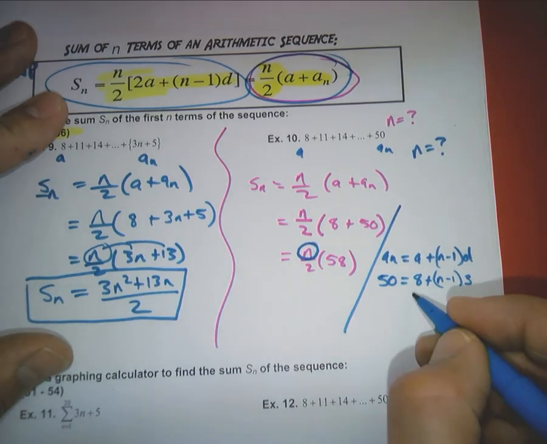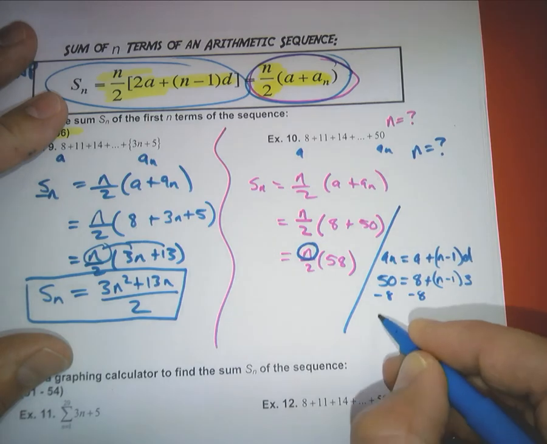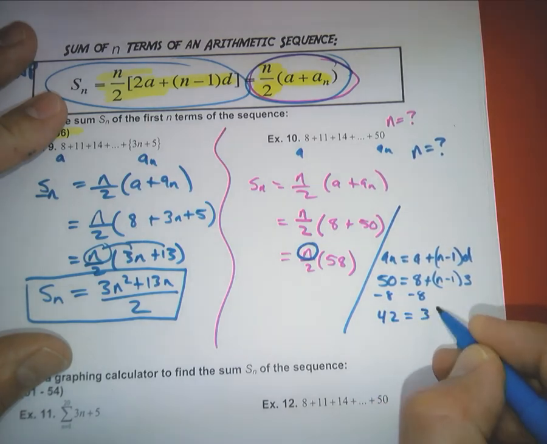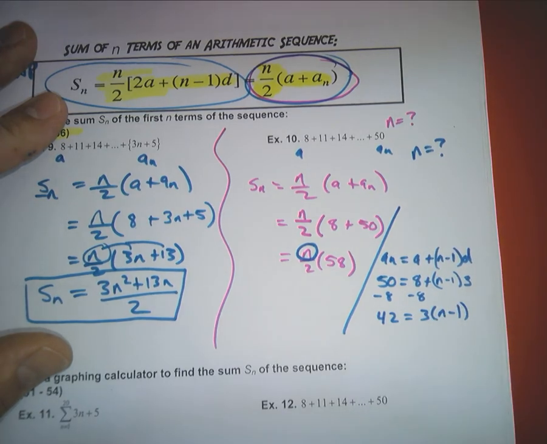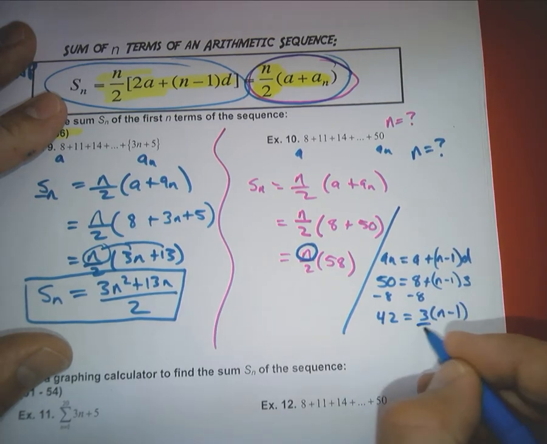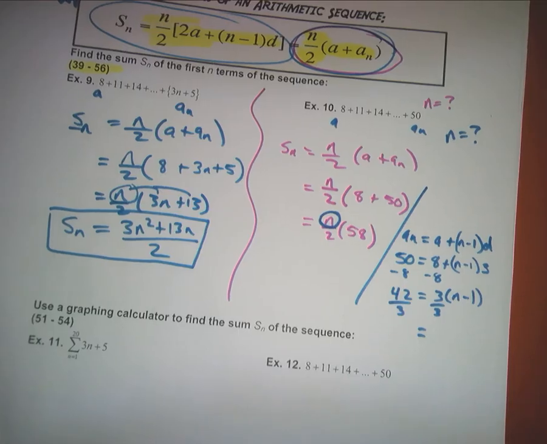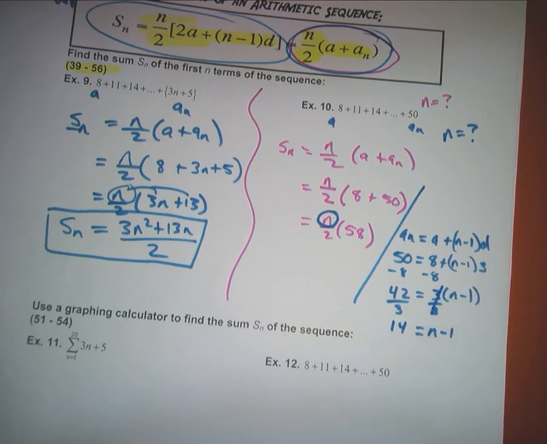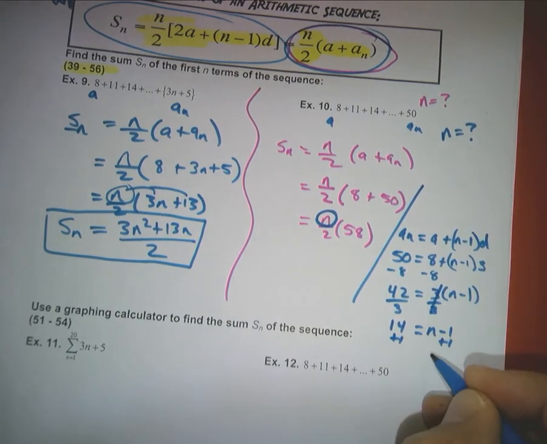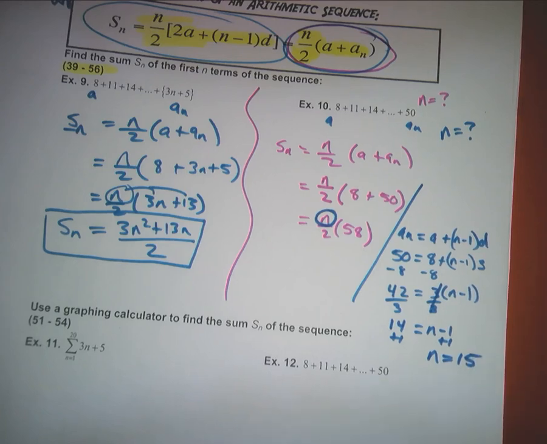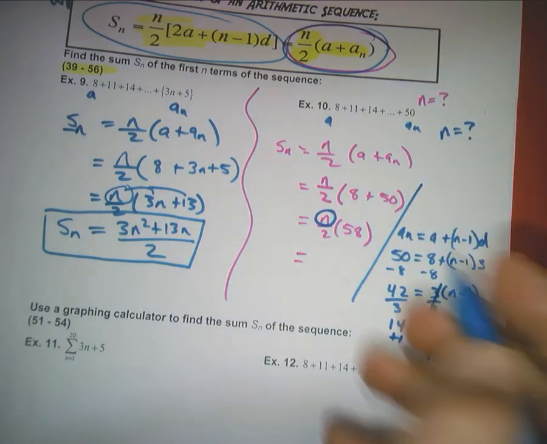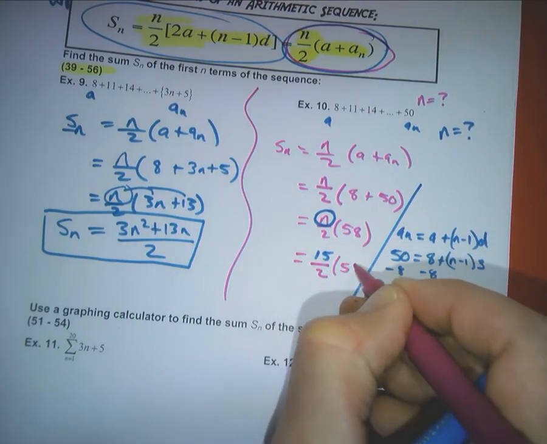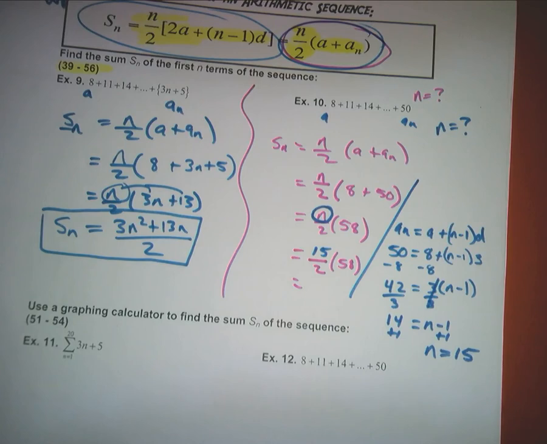So I do a little math magic here. I go ahead and subtract 8 over. I get 42 equals 3 times n minus 1, or n minus 1 times 3. I would probably just divide by 3 here. So we get 42 divided by 3 is 14, and then that equals n minus 1. These guys cancel, and we can add the 1. So we get n is 15. So now I can plug that in, plug in 15 here, and I do a little math magic.